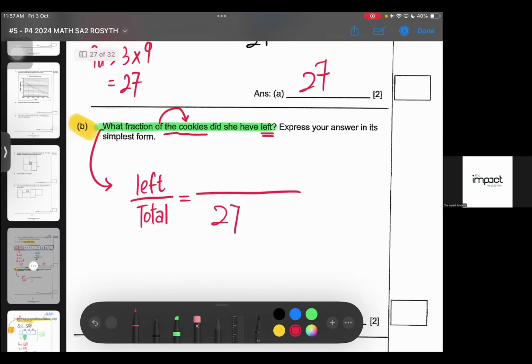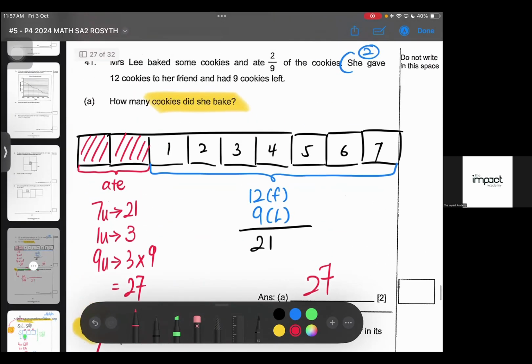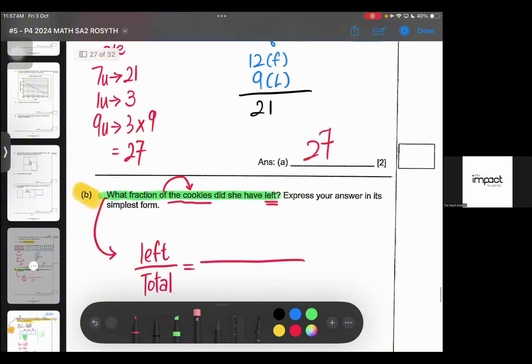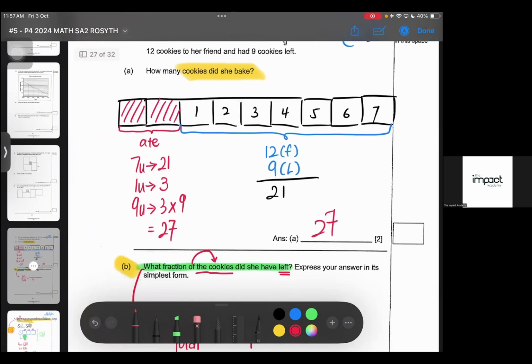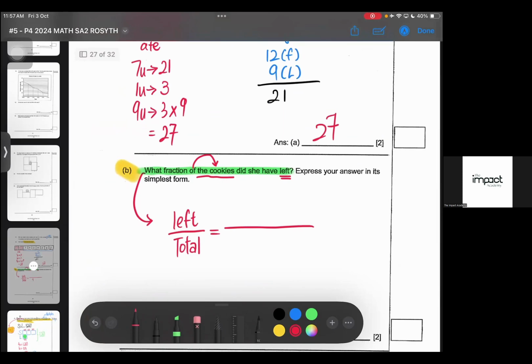9 units, which is 27. Okay? Or rather, she's left with actually quite simple. You don't even need the 27. You can just put 9 units. What is she left with? She's left with 9. Sorry, you don't know how many units, so you just put 27 first. She's left with 9. Can you understand?